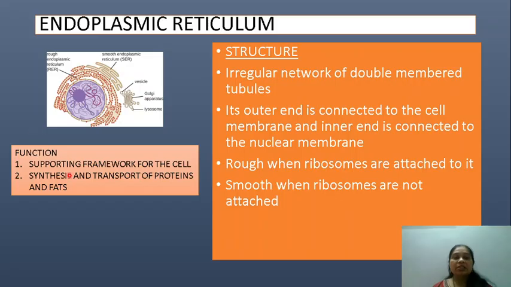Second one is synthesis and transport of proteins and fats. So it is able to transport the proteins from one end to the other, because it is attached from the nucleus up till the cell membrane. So that is why its main work is synthesis and transport of proteins and fats. So that was about the first cell organelle, the endoplasmic reticulum.